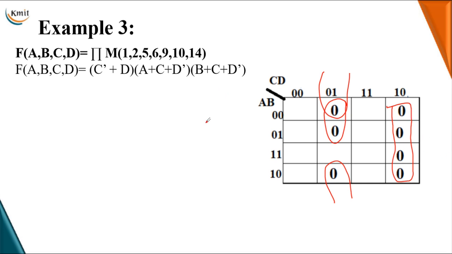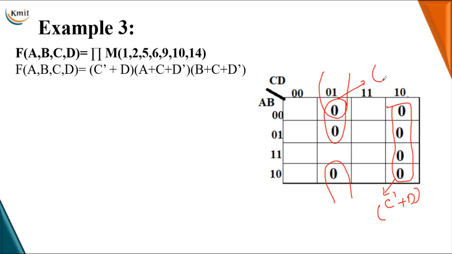So what will be its minimal expression of group 1? So group 1 is a quad. So minimal expression is AB is different, but CD are same variable for all the max term. So C value is 1. So C bar or of D. Next, second group is a pair.